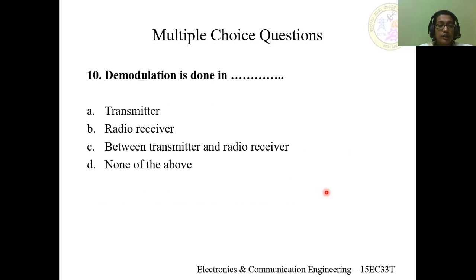10th question. Demodulation is done in: A, transmitter; B, radio receiver; C, between transmitter and radio receiver; D, none of the above. Answer is B, at the radio receiver.